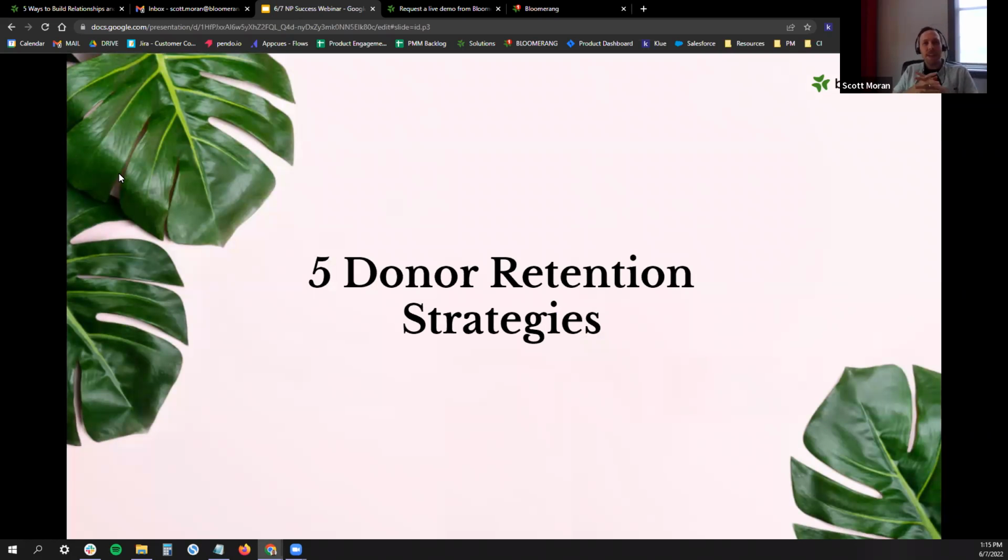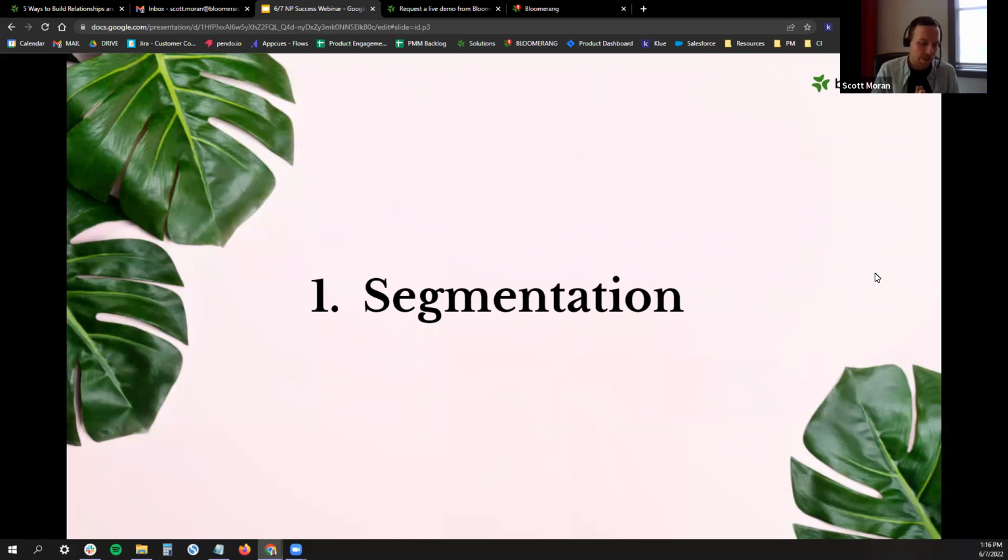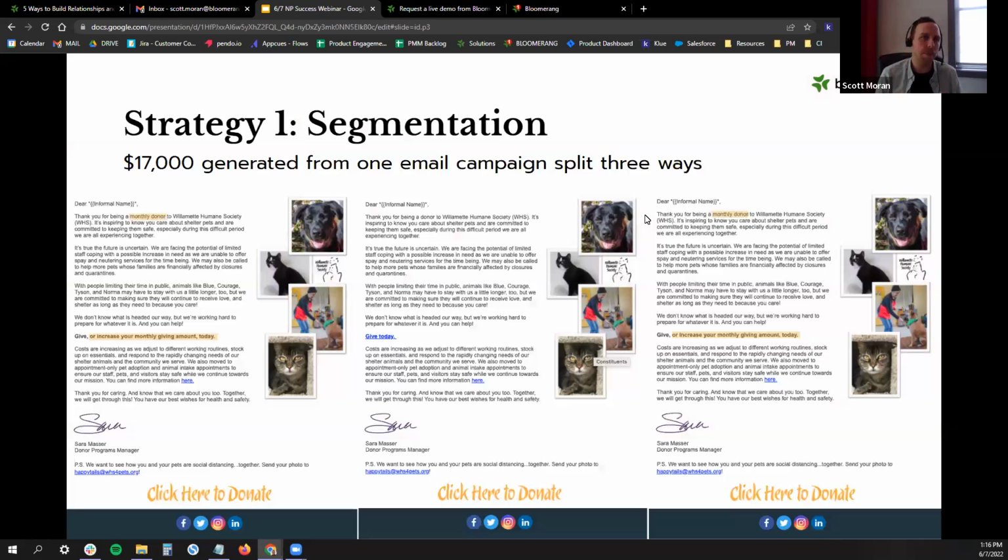All right, so that's some quick background. We'll do a poll in a little second here, but the first donor retention strategy we're going to talk about is segmentation. I'm trying to break down each of these five strategies. These are broad ideas, but if you can keep these in mind, I do believe there are some very practical ways that you can increase your retention. So first is segmentation, and here's an example.